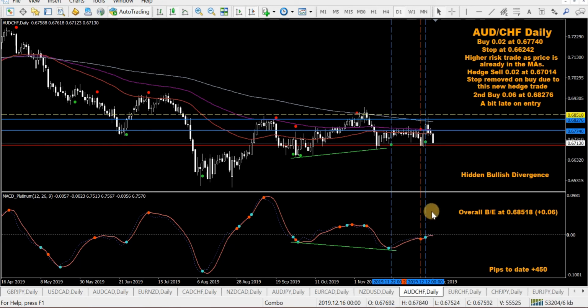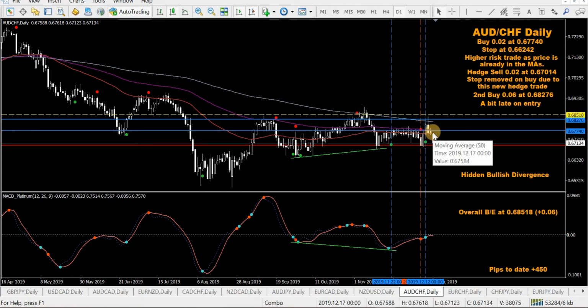The good thing is, even though price has gone against me, and that's my overall break even up here, the MACD Platinum's still below the zero level. See, it's just rolling over now. So if I get another sell, I'll take another hedge here. Then I'll look for another third buy to take up. That's the plan. This is a slow moving pair also, so it's not stressing me out yet, but I was just trying to take as many of these hidden divergence trades as possible, but I should look for better setups. That was probably a stupid one. We'll see how we go.